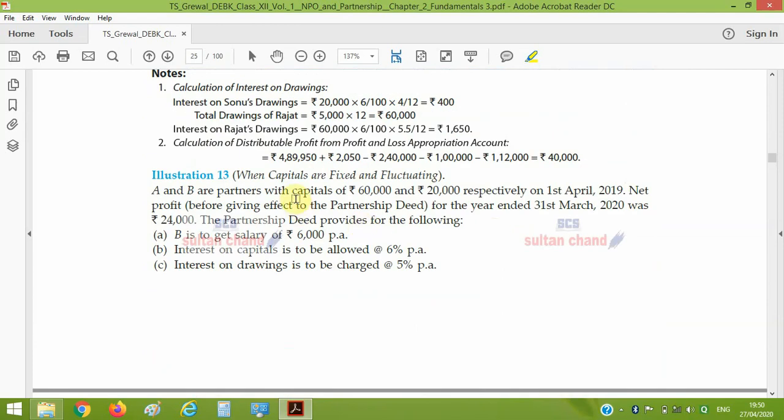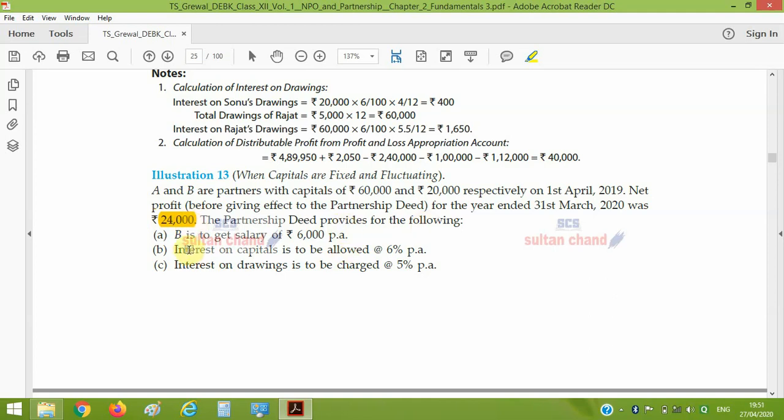This is illustration 13. A and B are partners with their capital of 60,000 and 20,000 respectively on 1st April 2019. Net profit before giving effect of the partnership deed for the year ended 31st March 2020 was 24,000. It means anything which is given in the partnership deed has not been given to the partner. Before that, the profit is 24,000.